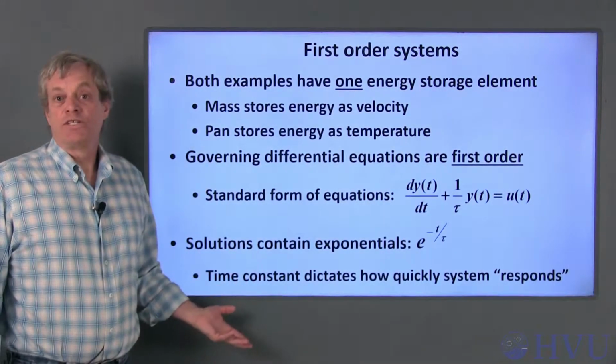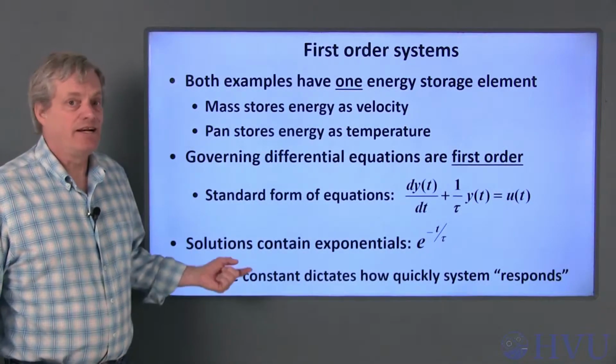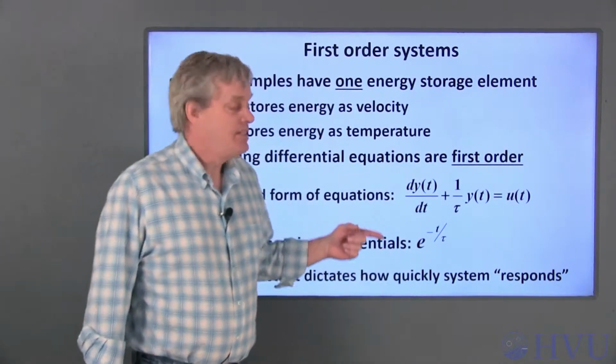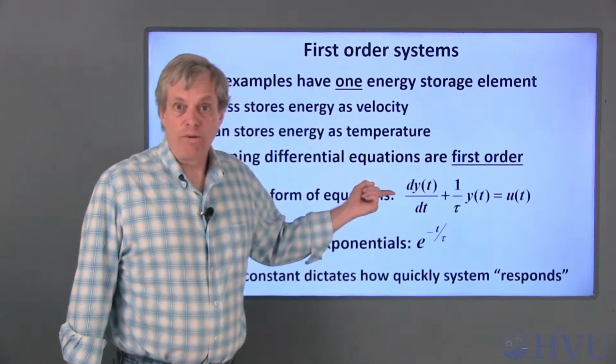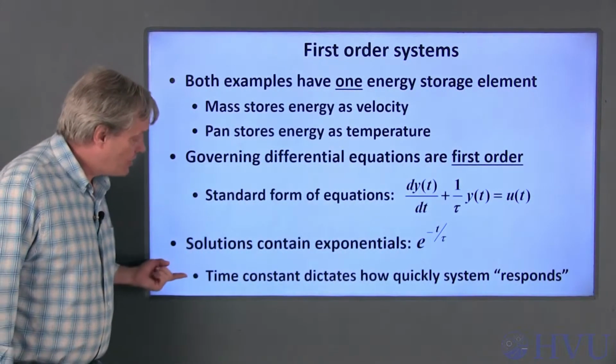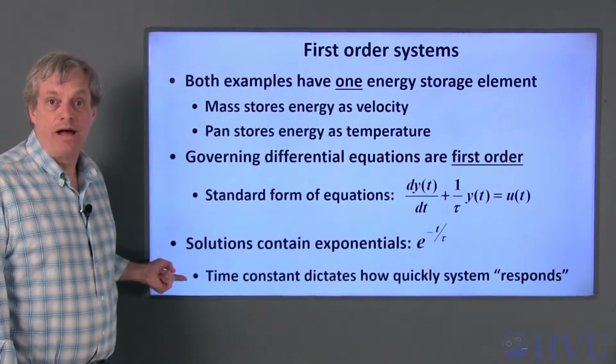We've already seen that the responses of first-order systems contain an exponential with some time constant, tau. The differential equation written in this form directly tells us what the time constant is, which in turn tells us how quickly the system responds.